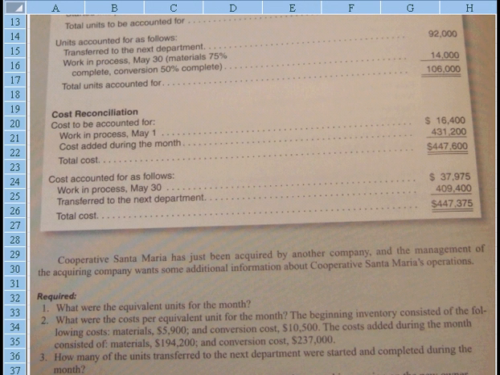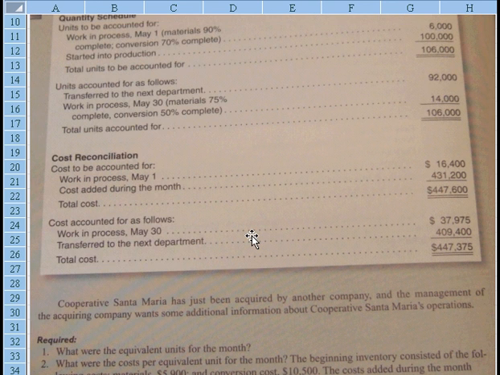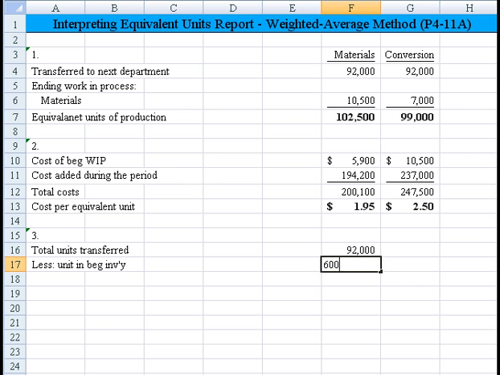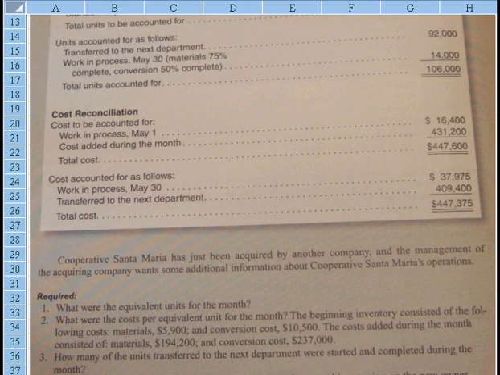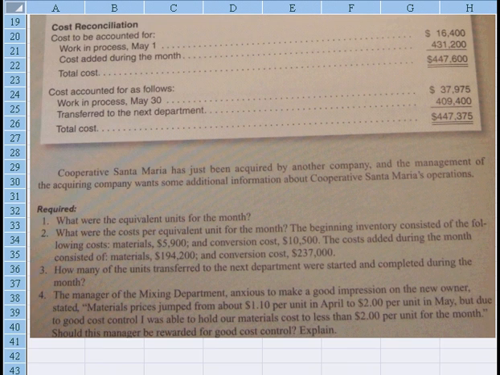Let's figure out where it gave that information. Yeah, there's our 6,000 to the left of the mouse right there. So we drop in 6,000. We do our little subtraction, and we're able to calculate the units started and completed during the month of May. Okay? Now, 4 I'll just answer instead of writing it out here. I'll just provide the answer verbally.